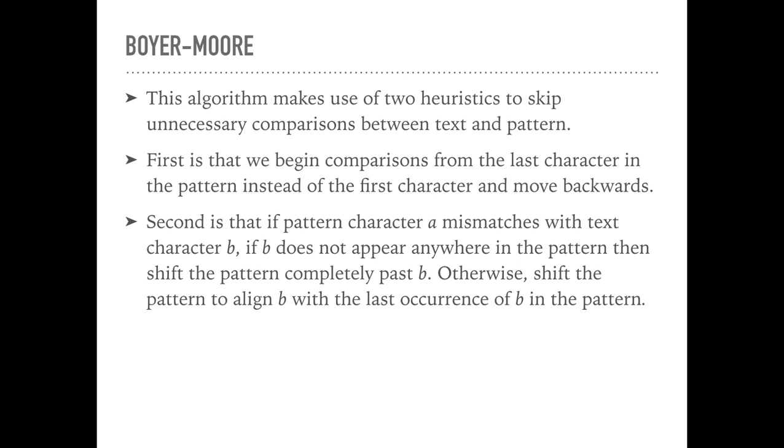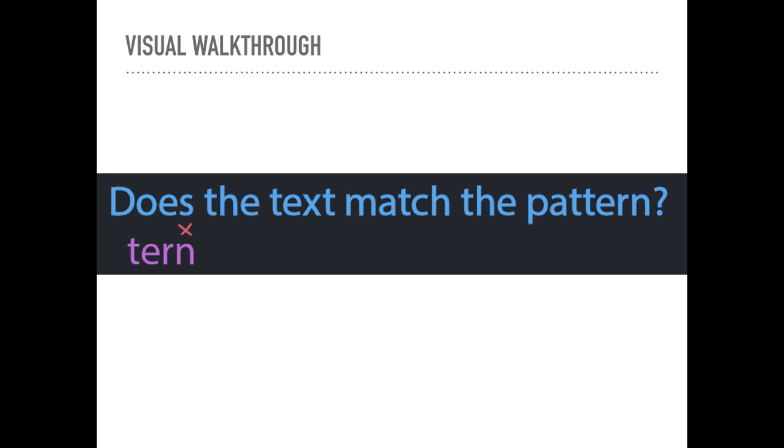The second heuristic is that if pattern character A mismatches with text character B, right, you get a mismatch. If B from the text does not appear anywhere in the pattern, then we're going to shift the pattern completely past B. Otherwise, we're going to shift the pattern to align B in the text with the last occurrence of B in the pattern. Here's a visual walkthrough.